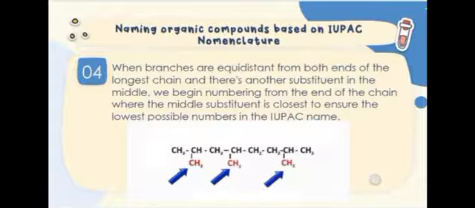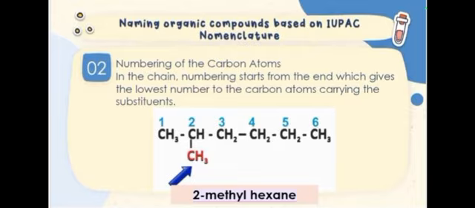Three substances are present. Next one, numbering of carbon atoms in a chain. Numbering starts from the end which gives the lowest number to the carbon atom carrying the substituents. For example, 2-methylhexane. The second position has the substituent methyl, so the numbering starts from the closer carbon atom.